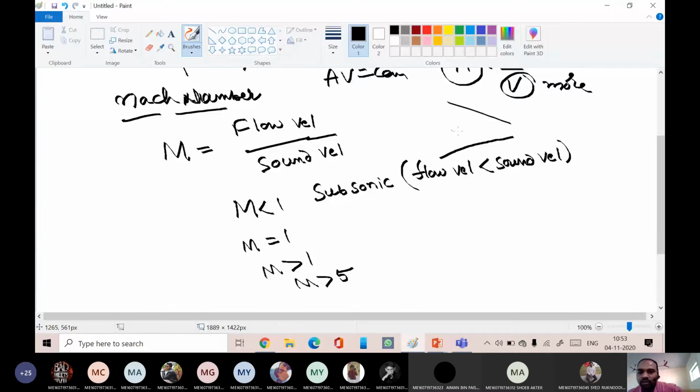What is the velocity of sound? Sound velocity is approximately 300 meters per second, or 320 or 310. Let us say approximately 320 meters per second. If the flow velocity is less than this, then we will get the Mach number value as less than 1. Then when Mach number is equal to 1, we can call this flow sonic flow.